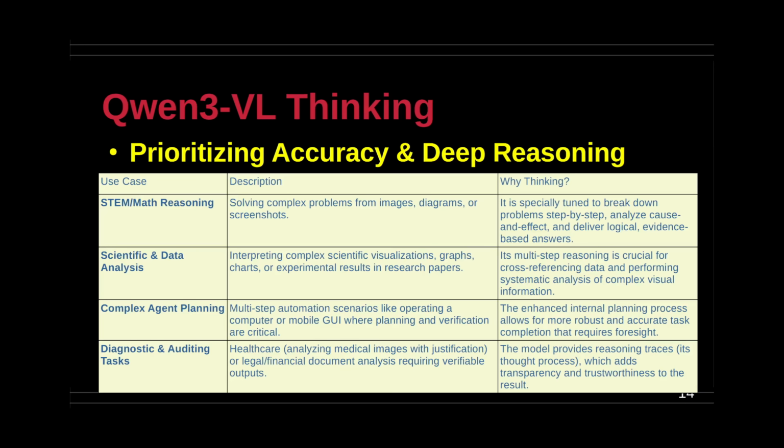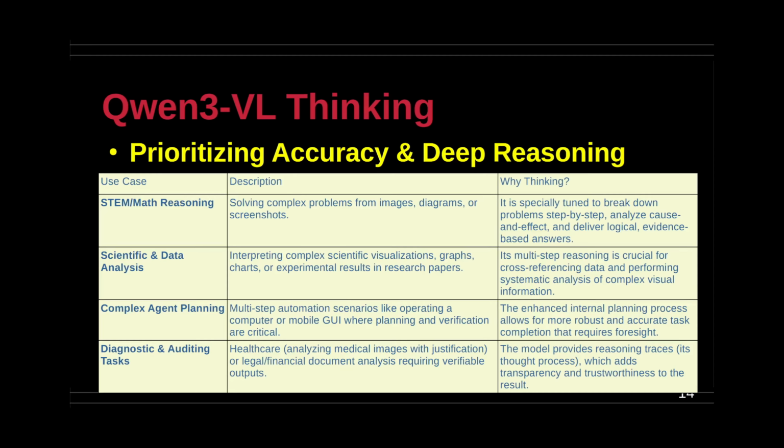If the Instruct model is your quick sprinter, the Thinking model is your deep diver. This version is specifically tuned for tasks where correctness and verifiable logic are more critical than immediate speed. The Thinking model takes its time because it generates an internal chain of thought, a deliberate multi-step plan, before producing the final answer. In section 1, the domain of complexity is STEM and science.